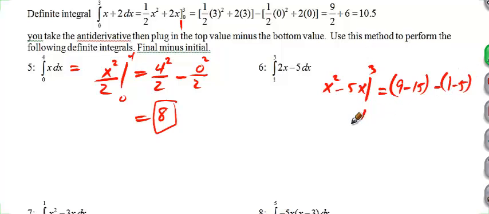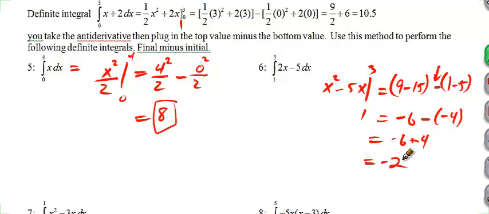And be really careful about your signs. Make sure it's a minus between the two. So plug in your top to both your x's, plug in your bottom into both your x's, and don't get this part wrong. So this is negative 6 minus negative 4. So negative 6 plus 4, or negative 2.